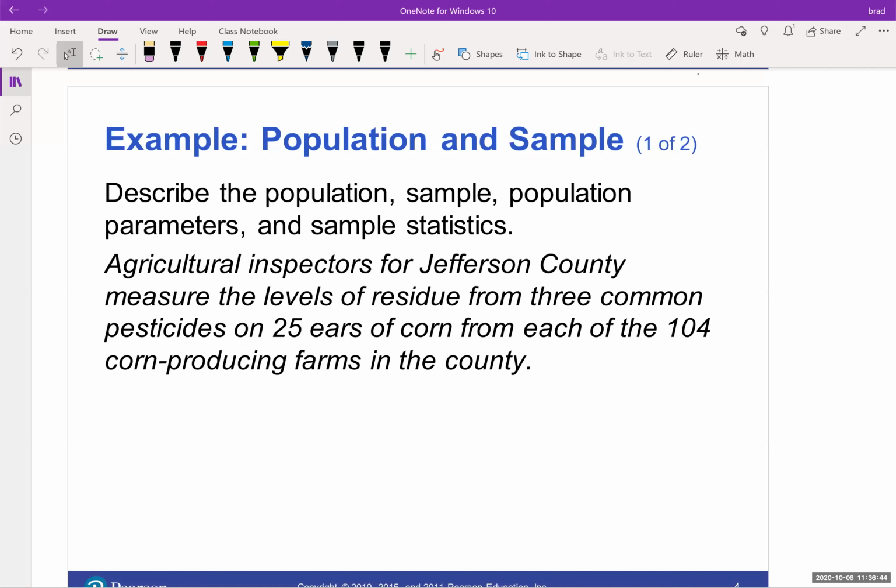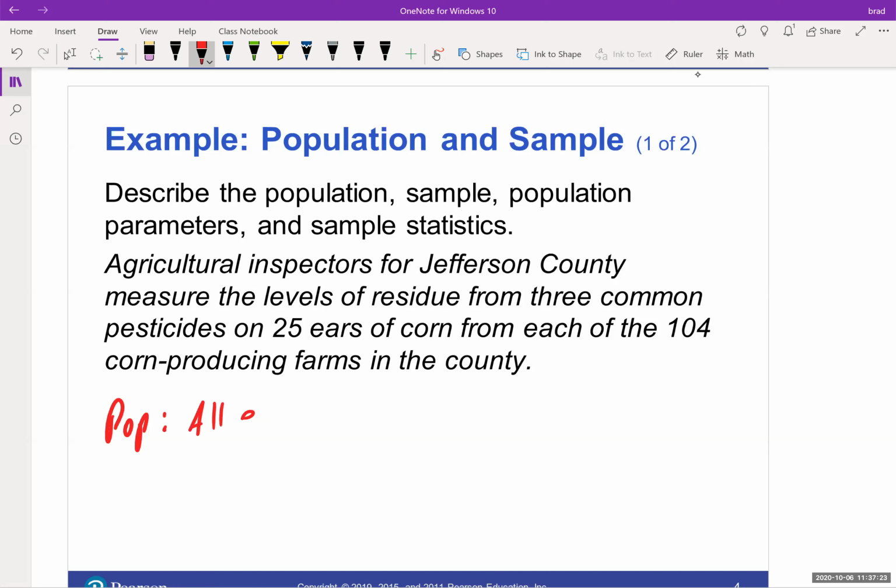Okay, so let's look at this. All right. It says agricultural inspectors for Jefferson County measure the levels of residue from 3 common pesticides on 25 ears of corn from each of the 104 corn producing farms in the county. Okay, so let's talk about the population. Okay, so we know the population is agricultural inspectors from Jefferson County measure the levels of residue from 3 common pesticides on 25 ears of corn from each of the 104 corn producing farms in the county.